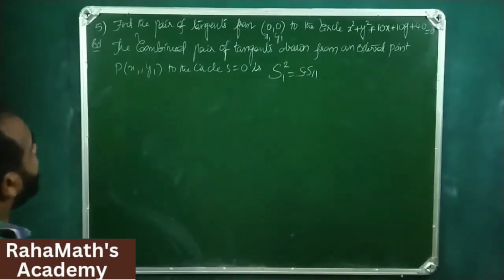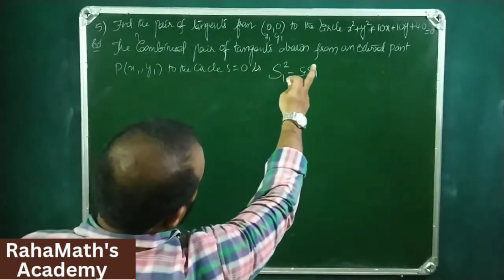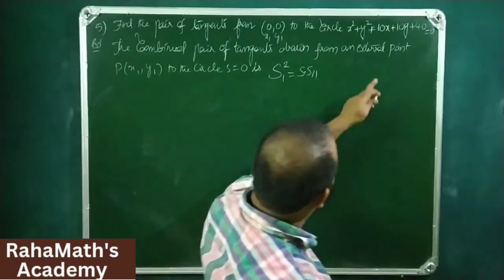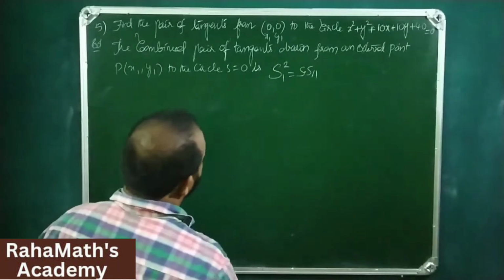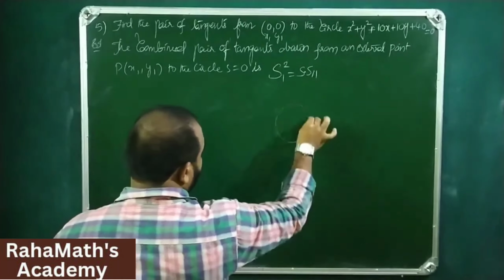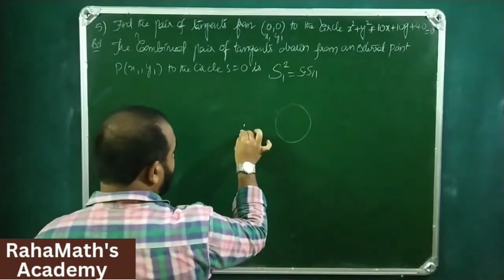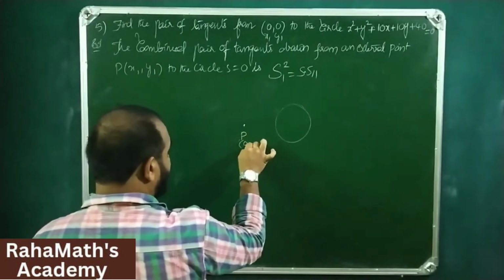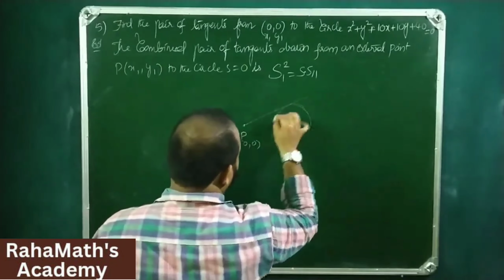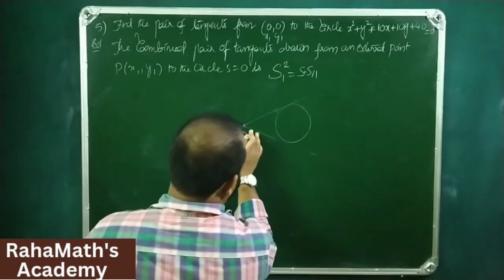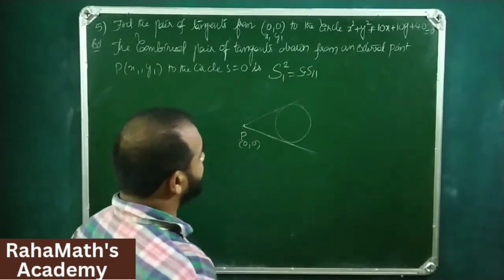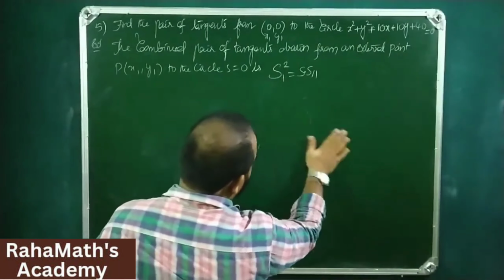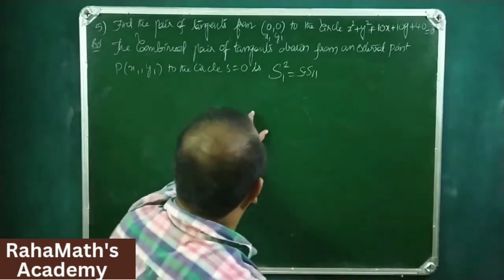Find the pair of tangents from 0, 0 to the circle x square plus y square plus 10x plus 10y plus 40 equals 0. That means the circle is given like this and the point is P(0, 0) this time. So these are the combined pair of tangents. The combined pair of tangents equation is S1 square equals S into S11. So what is S1 square?